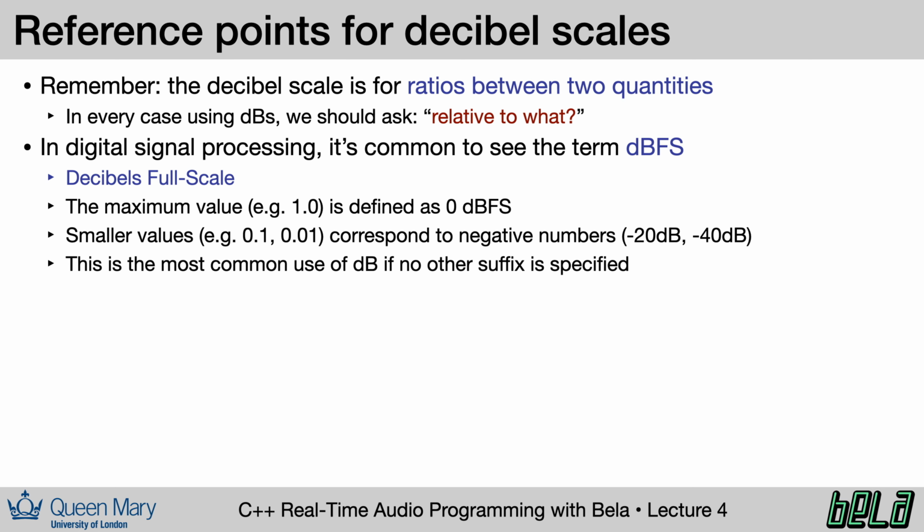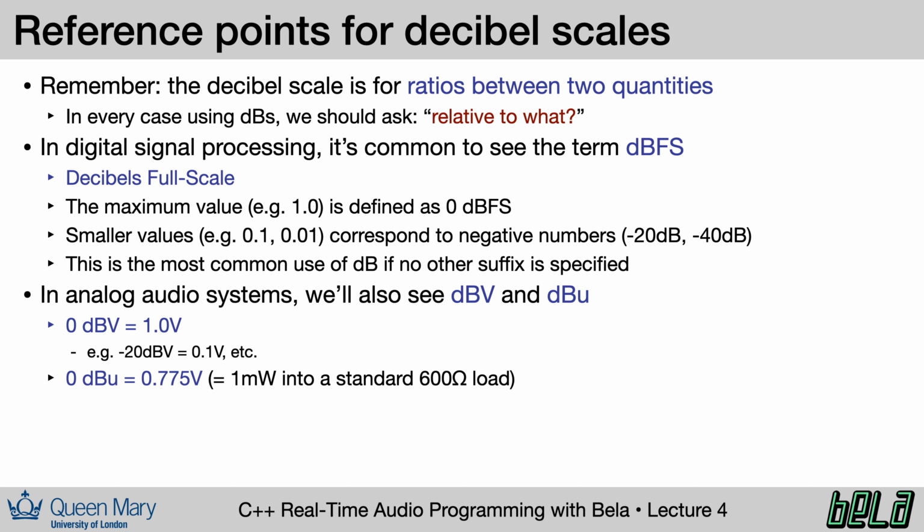And this is probably the most common case of decibels that you will see if no other particular suffix has been specified. We'll also see decibels used in a lot of analog systems, and there we'll see scales like dBV, where the V stands for volts. There, 0 dBV corresponds to 1 volt, smaller decibel numbers correspond to a lower voltage, positive numbers to a higher voltage. We'll also see the scale dBu, which has to do with 1 milliwatt of power into a standard 600 ohm load. This is a very particular audio-related scale that you'll often see, especially in pro audio, in defining signal levels.